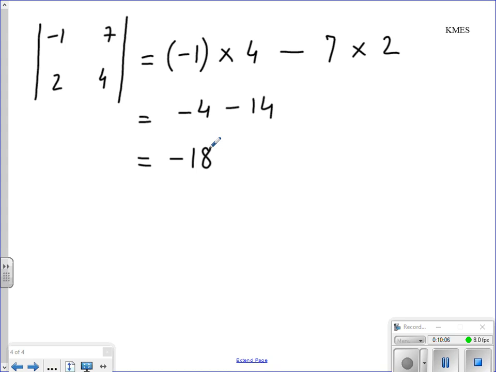So what you have to keep in mind is, a determinant can have a positive value as well as a negative value. Pause the video here, complete the sum.